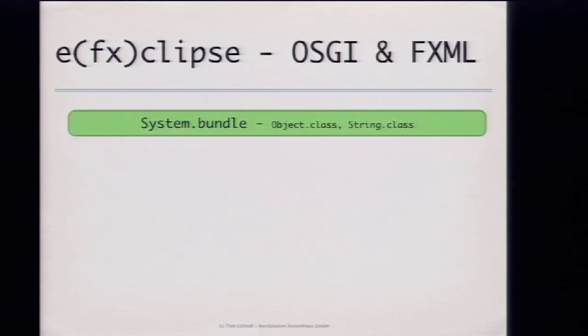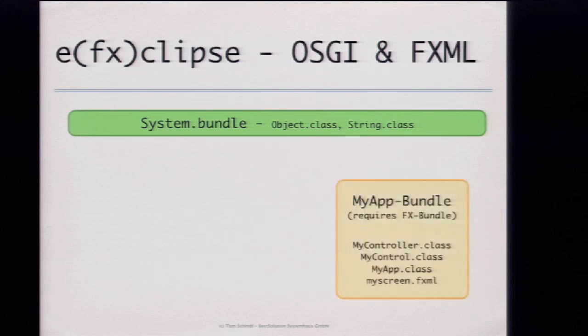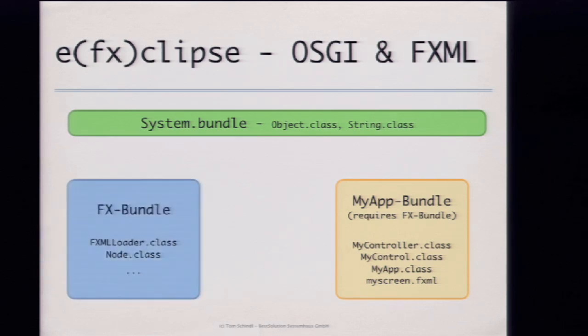So the problem with FXML and OSGi is that in OSGi you always have this visibility thing. So if you don't depend on something, you can't see it. The problem is that we have our application, we have our controller in there, probably we have our custom control, and we have our FXML file. On the other hand, we have the FX bundle, which holds the FXML loader class. And as I said, FXML is nothing more than a serialization of an object graph. So when the FXML loader loads the FXML file, it tries to create instances of classes.